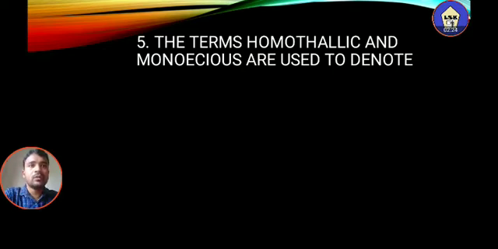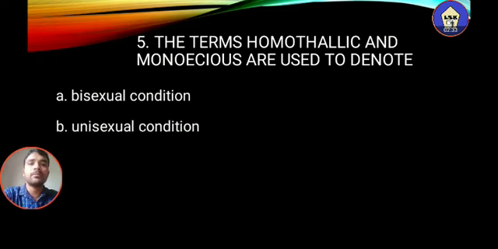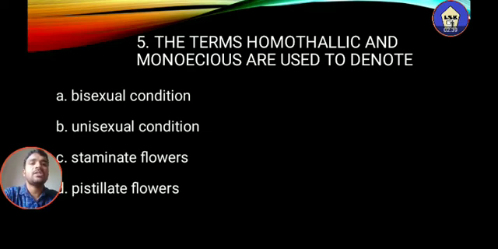The terms homothallic and monoecious. Monoecious means bisexual, so that should be the right answer. Yes, option A is given as bisexual condition. Option B, unisexual, definitely wrong. Staminate flowers, male flowers. Option D, pistillate flowers, female flowers. So as we all know, the answer is option A, bisexual condition.